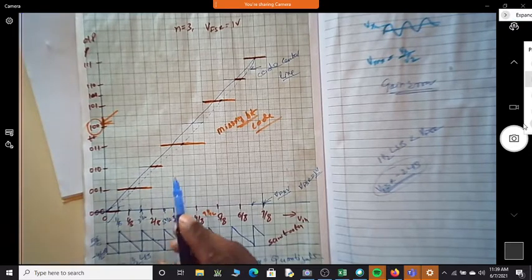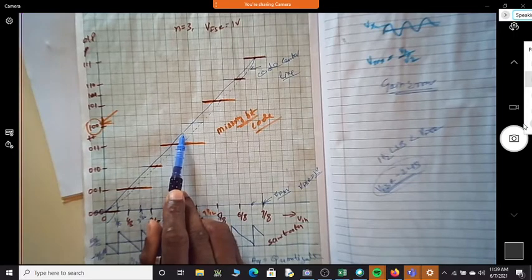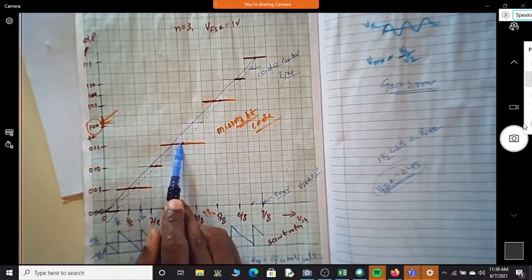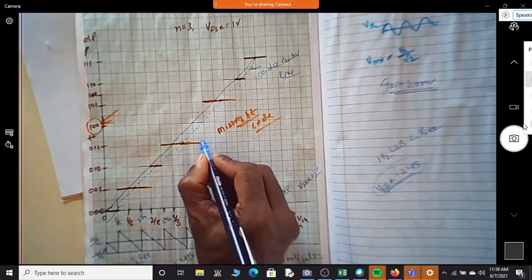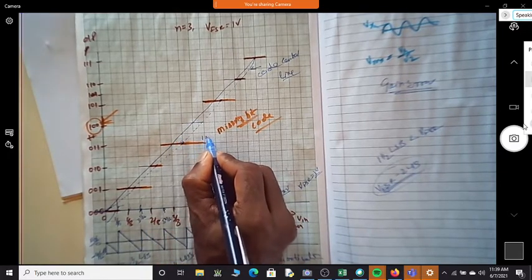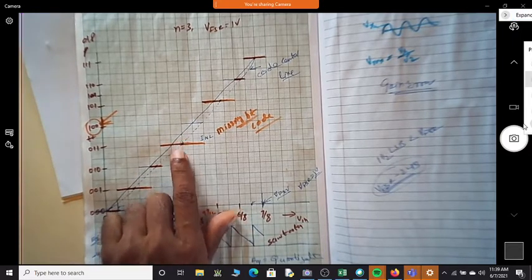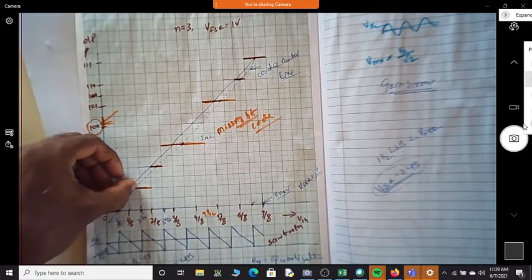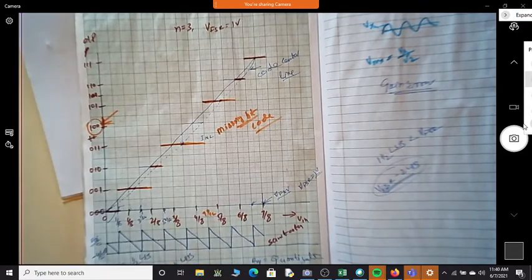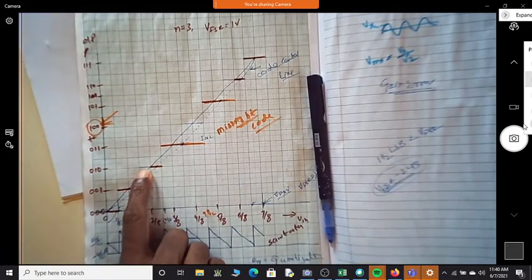Can you see here? There is an error, a separation from this line to this line, here, this to this. This we call as INL, integral nonlinearity error. Can you see there is an INL existing from the ideal to the typical code?